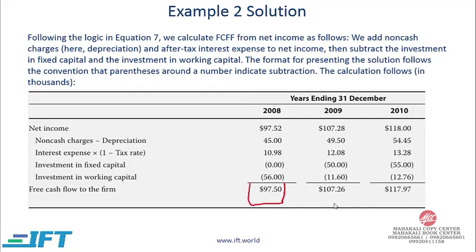And I'm not going to go over the calculations for 2009 and 2010, but the logic is the same. The difference is in the numbers, obviously. So in 2009, there was an investment in working capital, so that's why you have minus 50 over here. Make sure you can go through these numbers because this is extremely important.